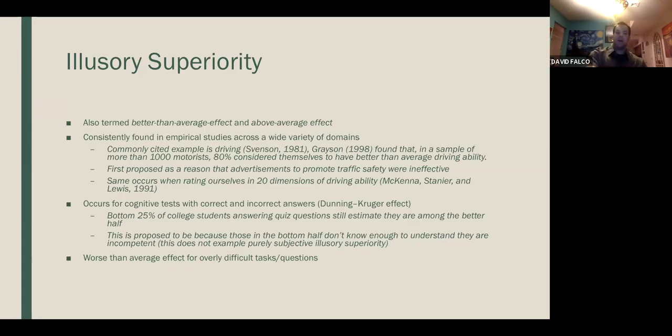It's also worth noting that there are some findings about the worse than average effect. Basically, if a task is overwhelmingly difficult, sometimes people think, okay, everyone must have had a hard time with this, maybe seeing it as, okay, I am really bad at this. However, that has been debated, and there have been mixed findings on the worse than average effect. But it's worth noting here.